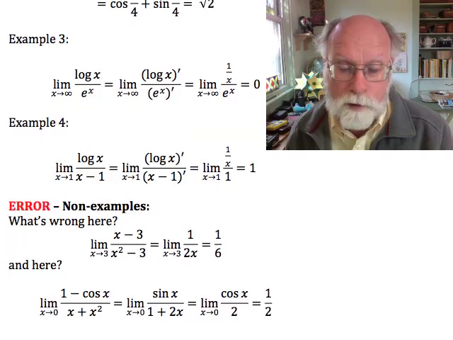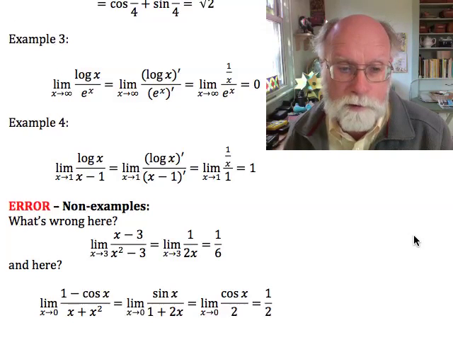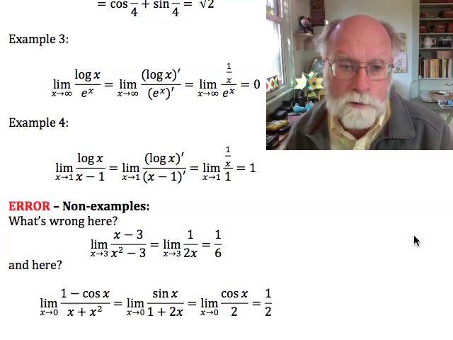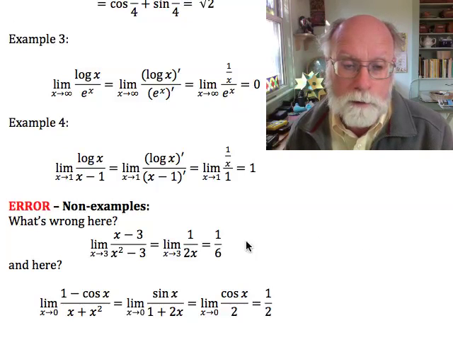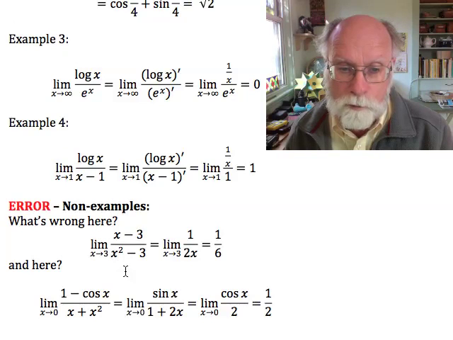The next thing to talk about are these two situations. These are errors. There are things wrong with these two calculations. The question is, what is wrong? We let x go to 3. We have x minus 3 over x squared minus 3.